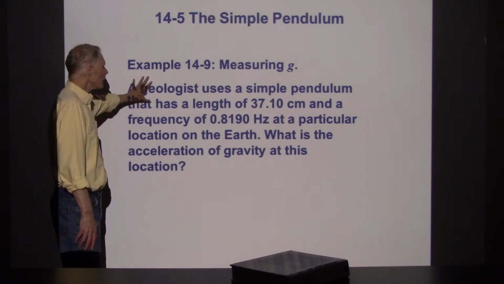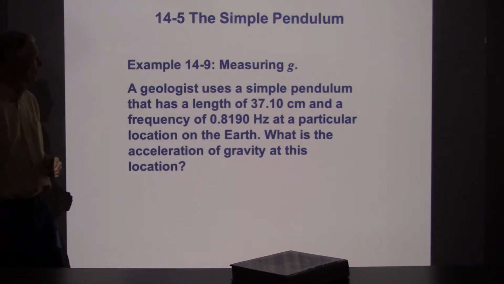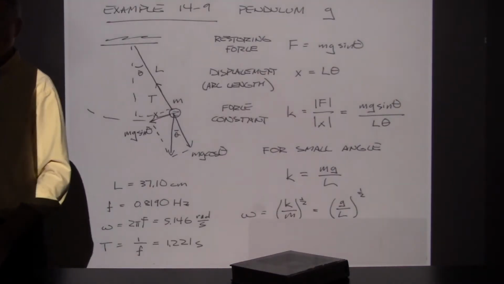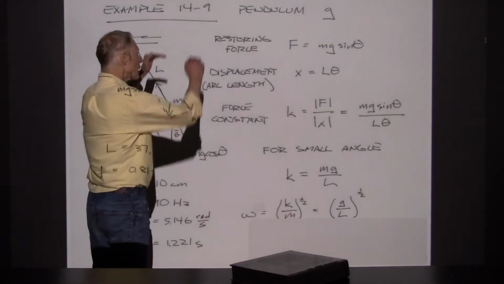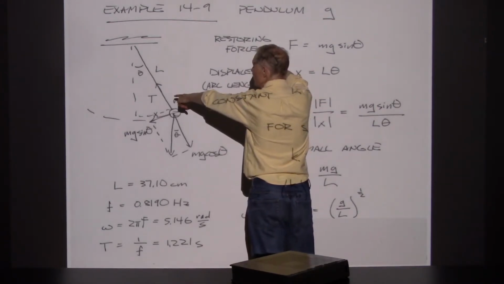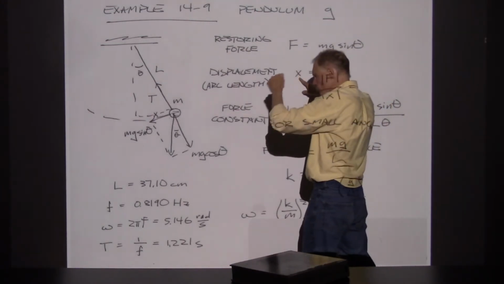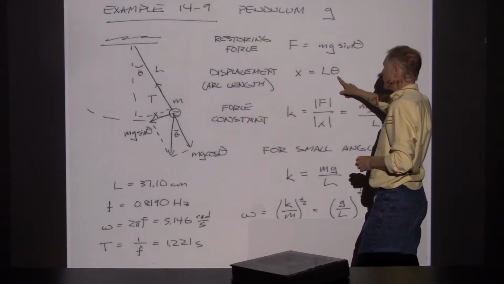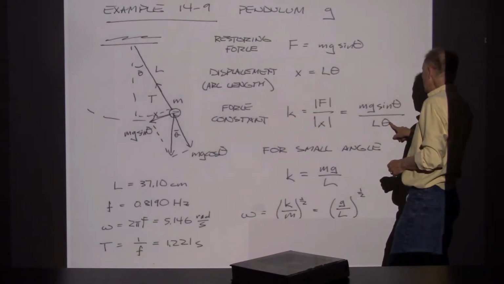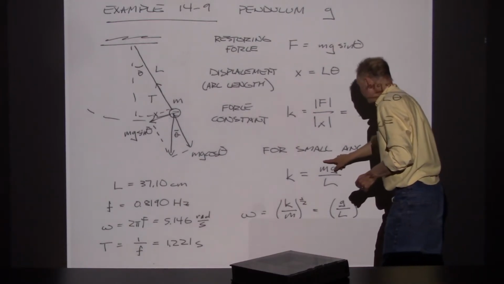So here it says that a geologist has taken along a portable pendulum system and is using it to measure the gravitational acceleration at a point along the Earth's surface. Here's the pendulum, same thing we saw before. Now I'm going to repeat a lot of the same stuff. For the pendulum, the restoring force, I even wrote the tension in, is mg sine theta. The distance traveled from equilibrium is L times theta. That gives us a force constant of mg sine theta over L theta. For small angles, we can cancel the sine theta and theta. That gives us mg over L.